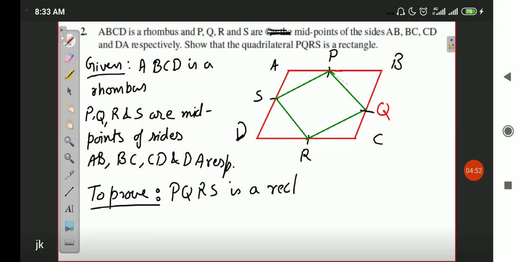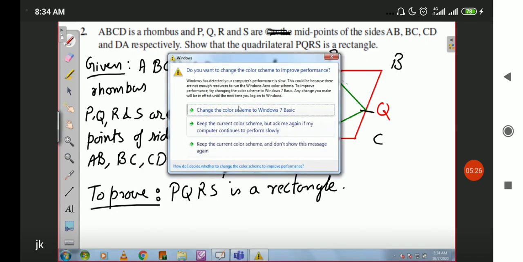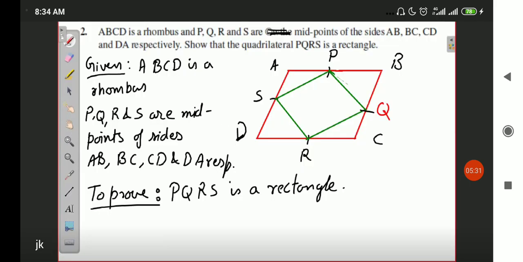Like in the previous question, in order to prove that PQRS is a rectangle, the first thing that we are required to prove is that this PQRS is a parallelogram, and we are going to use the same steps as in the previous question. The only difference in this diagram is that it does not have a diagonal. Previous question had a diagonal. Because this diagram does not have a diagonal, we will draw a diagonal by ourselves. So we'll write down construction.